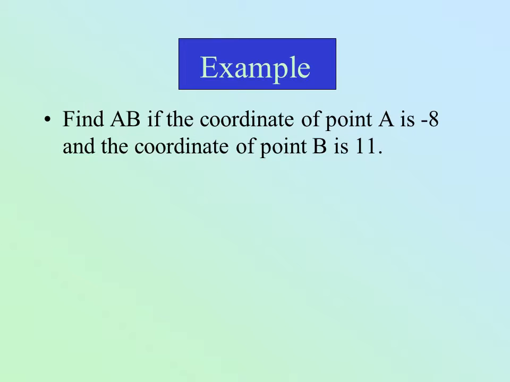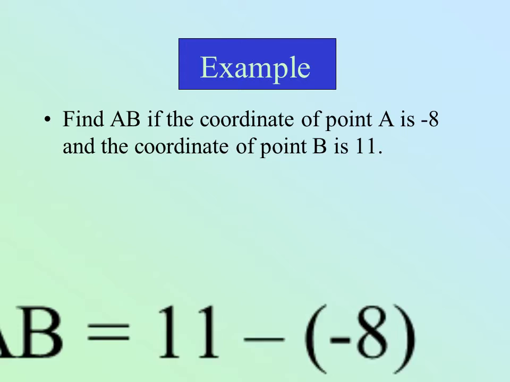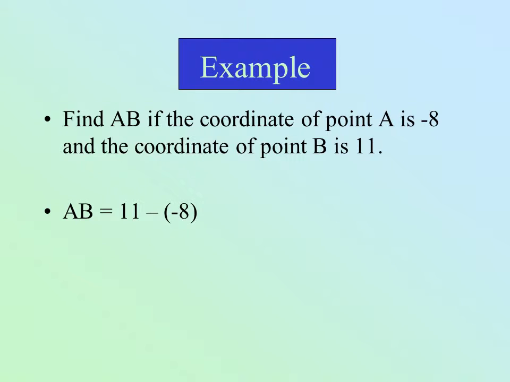Here's another example. Find AB if the coordinate of point A is -8 and the coordinate of point B is 11. Well, we know that we're going to take the larger number 11 and subtract the smaller number, which is negative 8. So 11 minus a minus 8 would give me 11 plus 8, or 19. So I know the length of segment AB is 19 units.